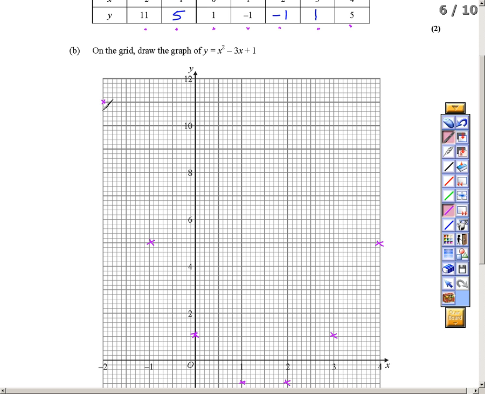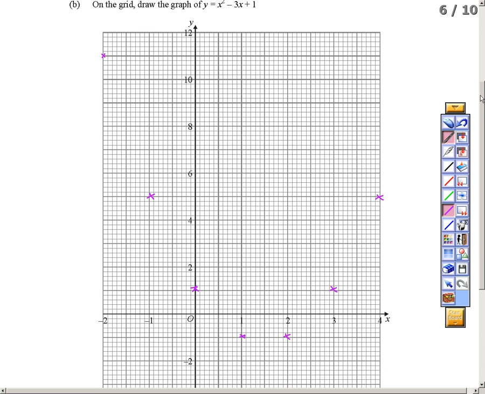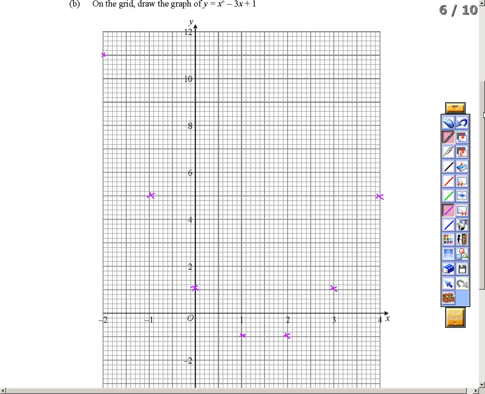So what I should have then is a nice parabola, a nice symmetrical curve, and I'll try to join it together to produce that. Ideally, you put your hand inside to do it, and it's a bit difficult on the board, and I do the best I can. And that's not bad at all. It's a bit wobbly, but that's my parabola.